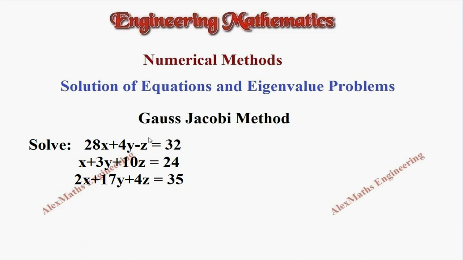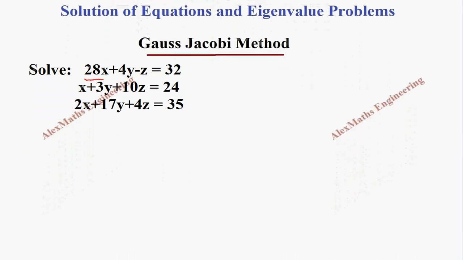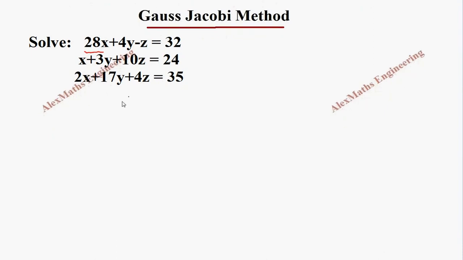In this video, we are going to solve the given equation by using the Gauss-Jacobi method. As the first step, we have to see the highest coefficient of each variable. In the first equation, we find 28 is the highest coefficient of x. So we are going to write what x is from this equation. That is x equal to (32 minus 4y plus z), then the whole term divided by 28.